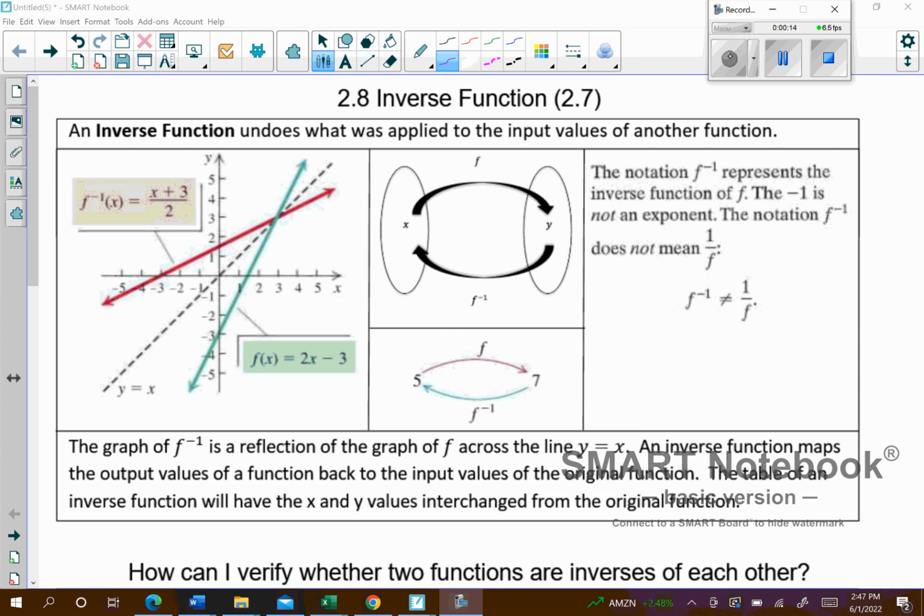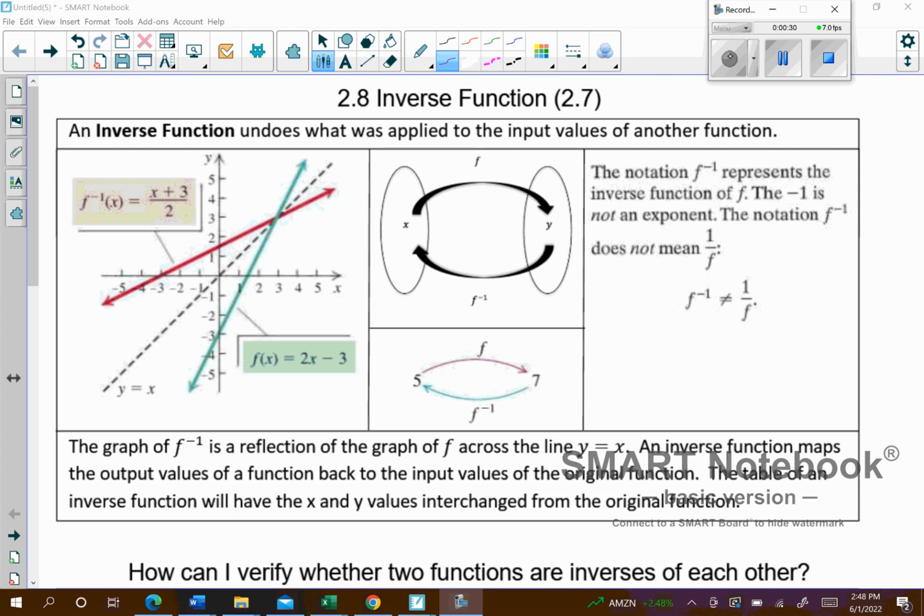The inverse of addition is subtraction. The inverse of multiplication would be division. An inverse function is going to work the same way. Whatever was done to the input value, we're basically going to go backwards and undo it.